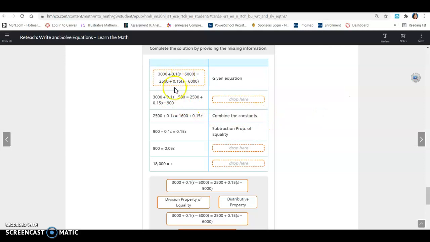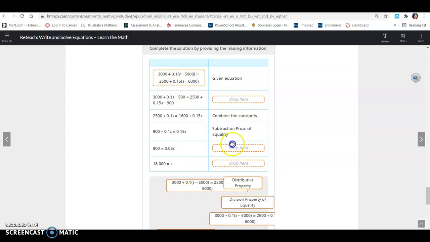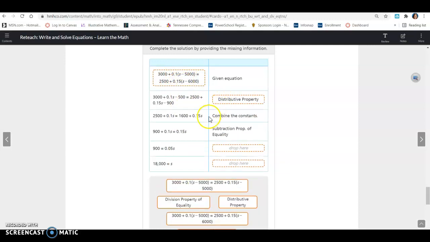So the first thing you're going to do is see that these parentheses disappear. So they have used the distributive property and got rid of the parentheses. So we're going to put distributive property here, which we talked about some in the last section as well. So make sure you know distributive property, you will use it on and on.